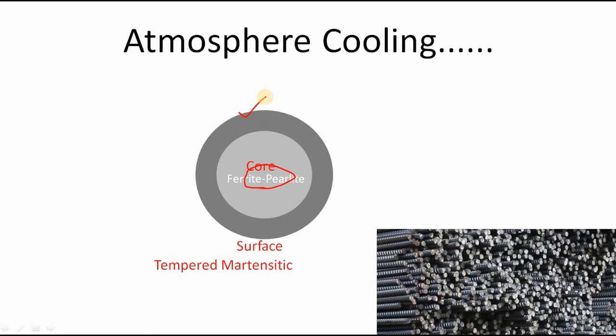So by this process you form the tempered martensite layer of your iron, and at the core you form the ferrite pearlite form. This is the whole process, or the treatment, which is done on normally formed hot rolled steel to make thermomechanically treated bars.